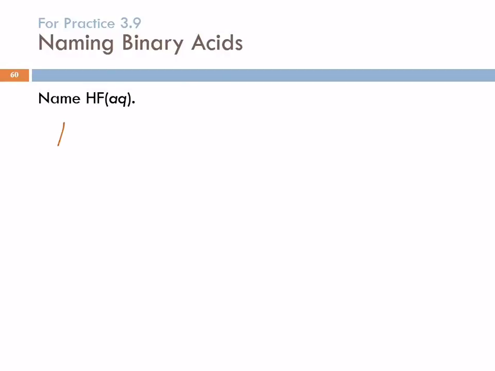So starts with hydro. And fluorine is the name of the other element. So fluor, try it again, fluor, not "ide," but fluoric, and then the word acid. Hydrofluoric acid. The nice thing about acid names is they all have the word acid at the end, so it's really easy to tell that they're acids because it just says so right there in black and white.